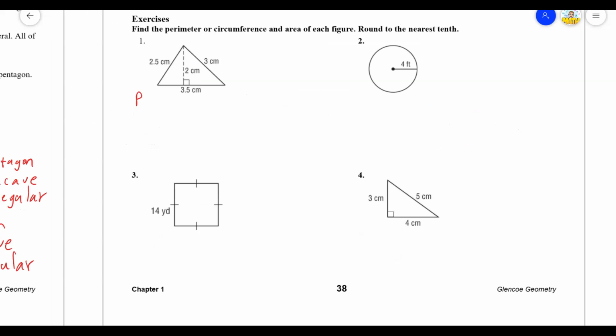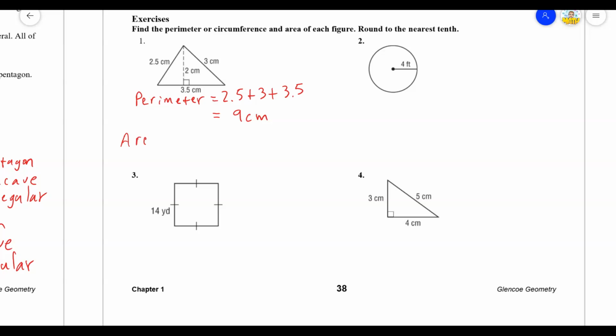Our perimeter here in the first one is just going to be the sum of the 3 sides. Just going to add them up. 2.5 plus 3 plus 3.5. That's my total perimeter. And we get 9 centimeters.